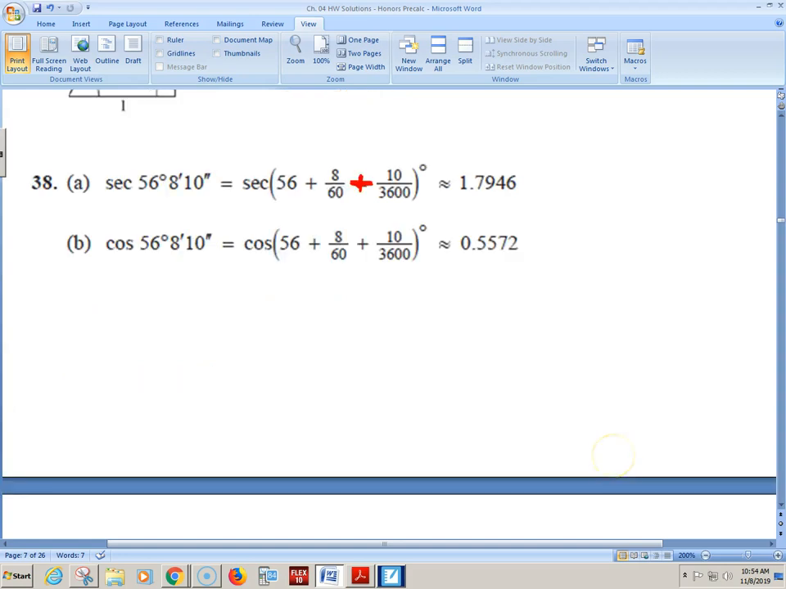So anyway, plugging in secant, remember secant is 1 over cosine, and that's how you would have to plug it into your calculator. So 1 divided by cosine of, and then just cosine of that.